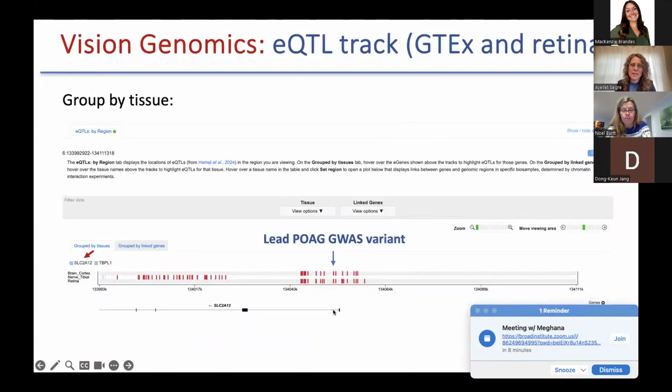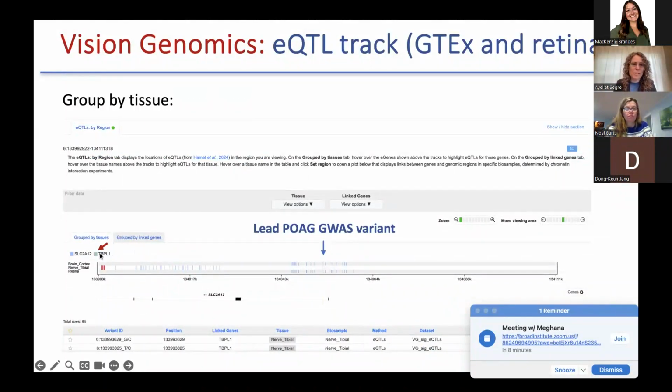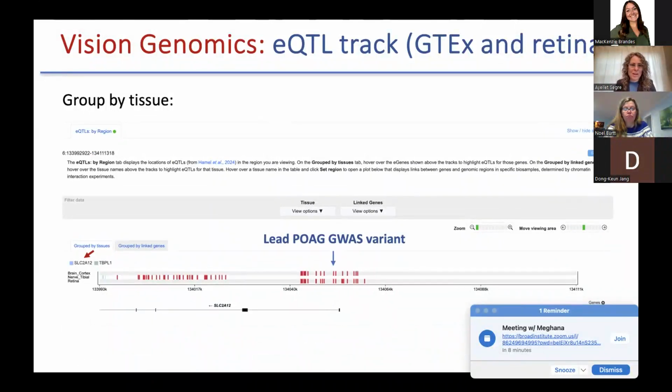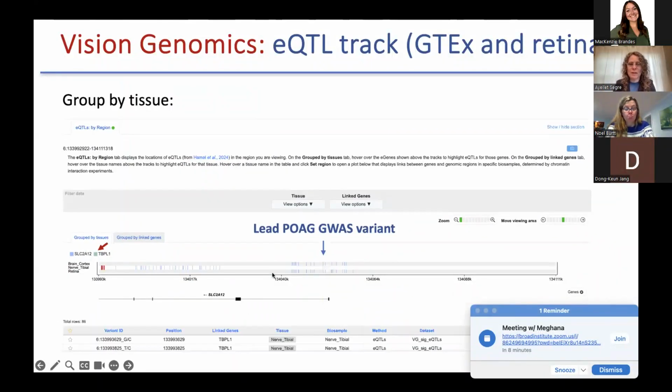And so we can see here that there's an eQTL in the region of the lead POAG GWAS variant both in brain and retina, and a separate one in nerve tibial. And so these are the 2 genes that co-localize with this locus. If we hover over the TBPL1, this is the only eQTL shown here in red in nerve tibial that's significant for this gene, providing more support that it might be the eQTL for SLC2A12 that might be relevant.